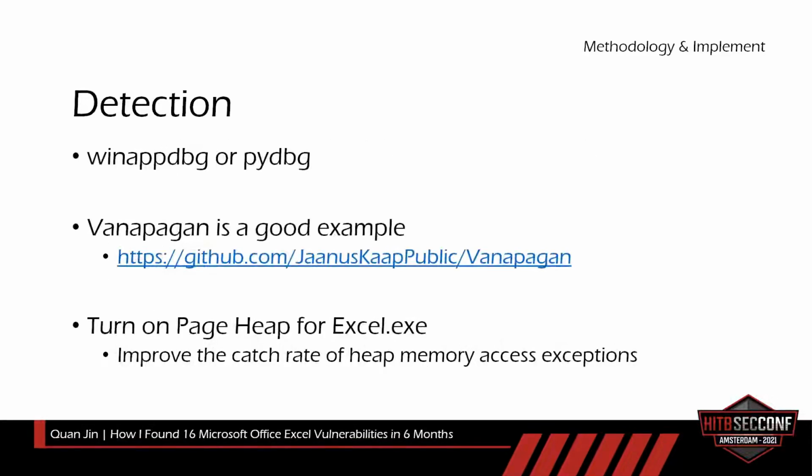The detection part can be simply abstracted into automatically starting the program, opening the file, monitoring the process, and catching the exception. There are many good solutions on GitHub, which are generally implemented by WinAppDbg or PyDbg. Vulnerabilities by Jacobs is a good example. In order to improve the catch rate of heap memory access exceptions, I use global flags to enable page heap for the Excel process.